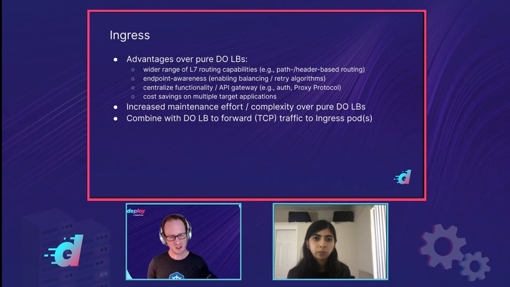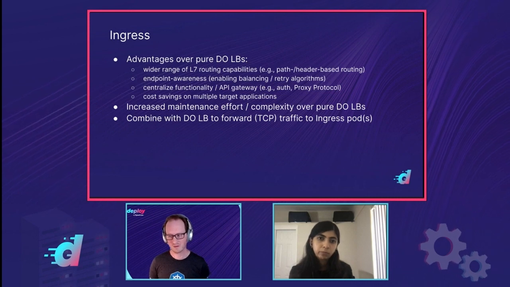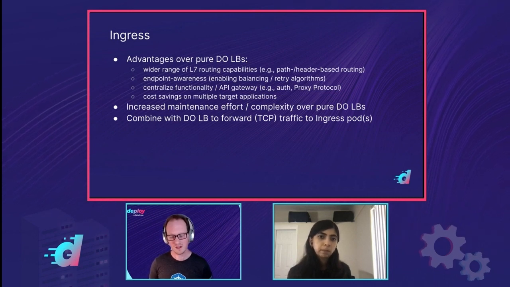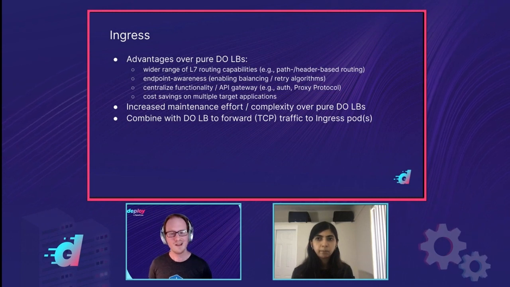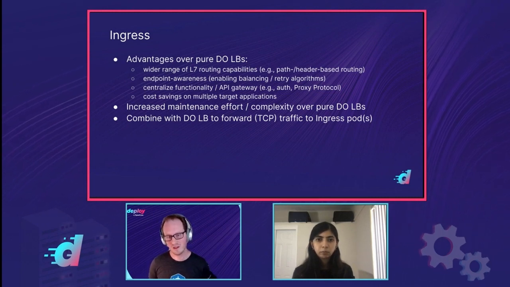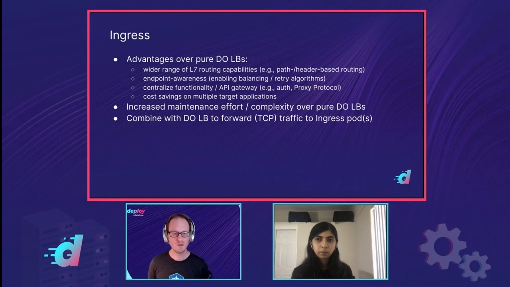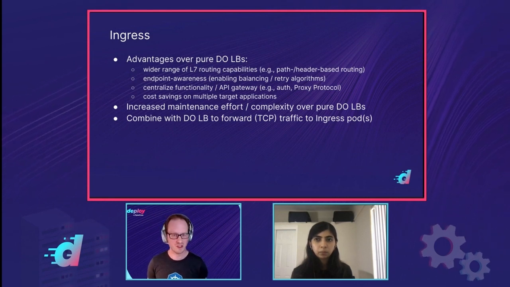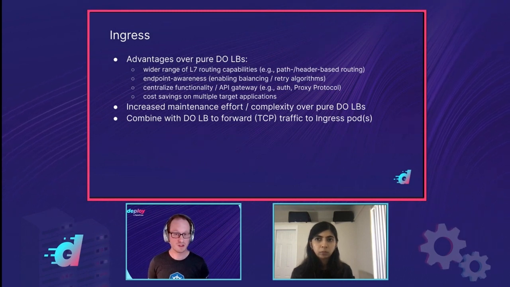You may also want to centralize certain functionalities, like an API gateway to handle auth and proxy protocol at a single location. And sometimes customers just want to save money because a DOLB needs to map to exactly one application defined by one service. With Ingress, you can multiplex multiple applications over one single Ingress implementation, and thus one DOLB ideally.